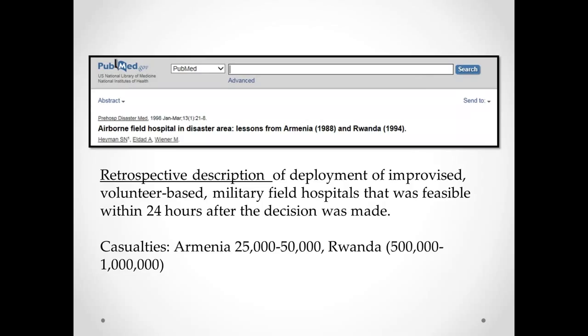Here's another one. This is titled Airborne Field Hospital in Disaster Area, Lessons from Armenia and Rwanda. Armenia had 25,000 to 50,000 casualties, Rwanda 500,000 to 4,000,000 casualties. The design here is a retrospective study. It's a retrospective description of deployment of improvised volunteer-based military field hospitals, which was feasible within 24 hours after the decision was made to launch this effort. So, again, this is a retrospective description of that effort.